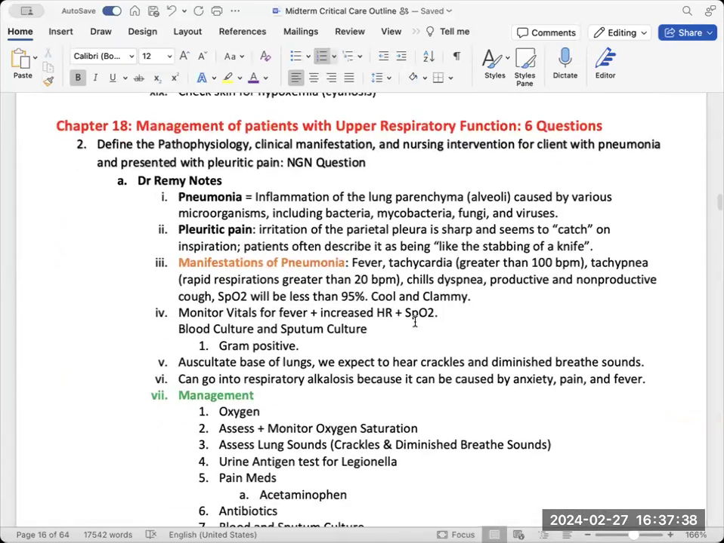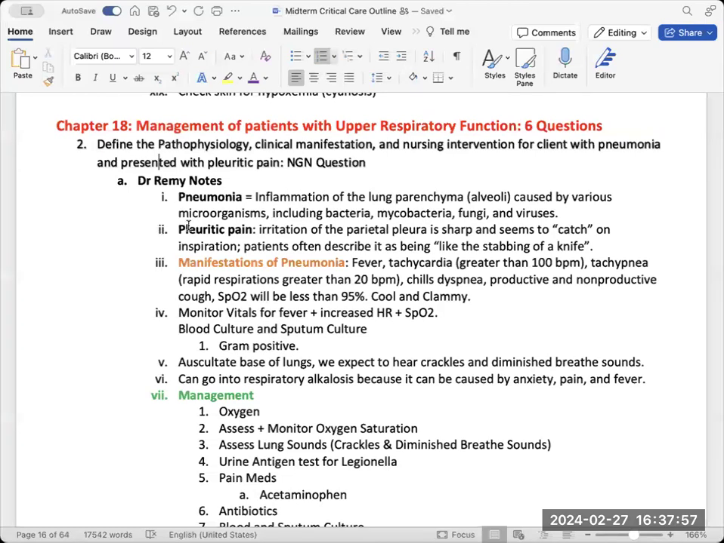All right. Now we're on 18, which is the management of upper respiratory function. I don't know why this says 2. I can't change it to 1, but it's not missing a question. But we already talked about the pathophysiology, the clinical manifestations, and the nursing management with the client with pneumonia.